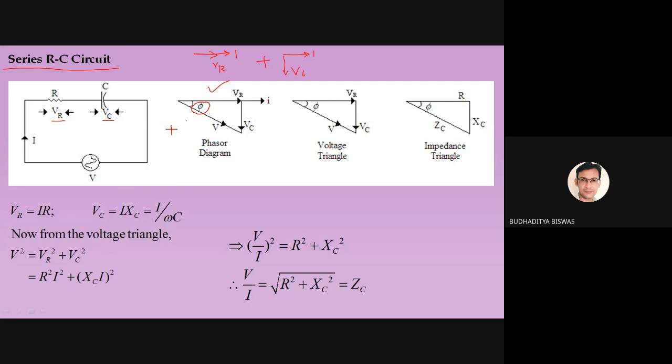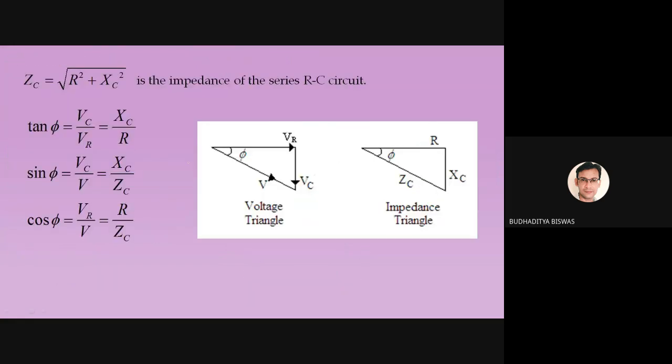Then from this phasor diagram, if you do the same thing, V square equal to VR square plus VC square, and VC equal to XC into I, where XC means 1 by omega C. If you do all this calculation, you will find all these things. This is the voltage triangle, this is the impedance triangle, and this is ZC, the impedance of the circuit. Impedance is denoted by Z, and C means this is a capacitive circuit, so it's ZC.